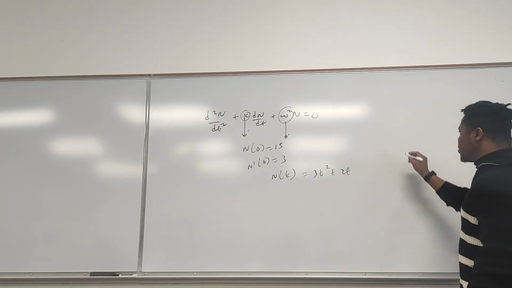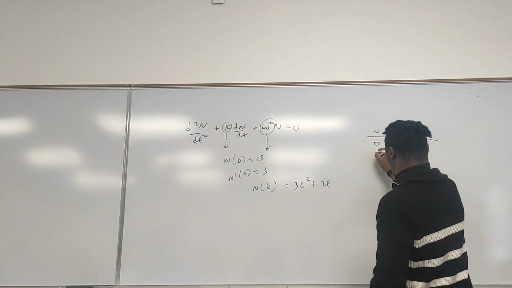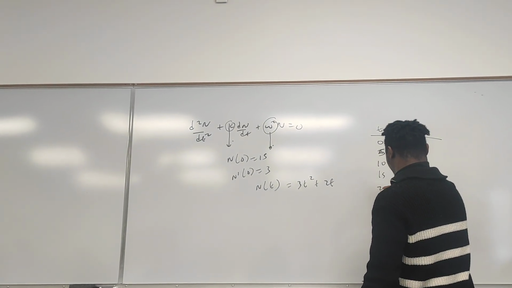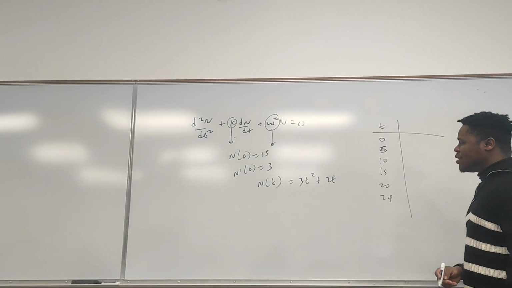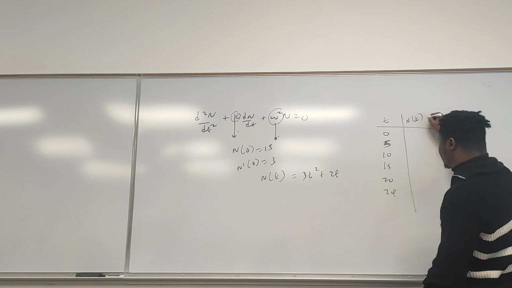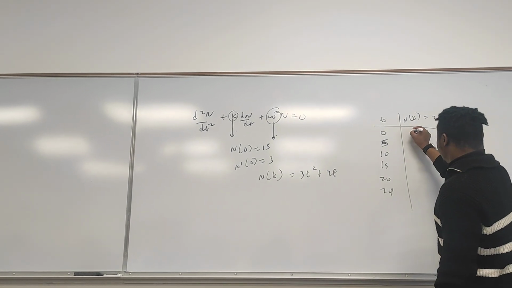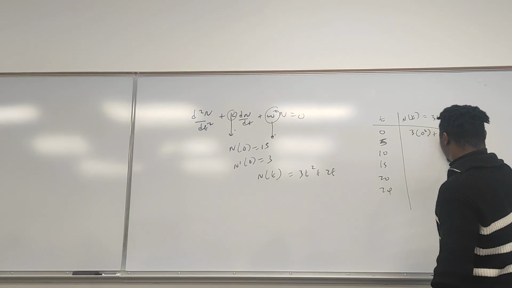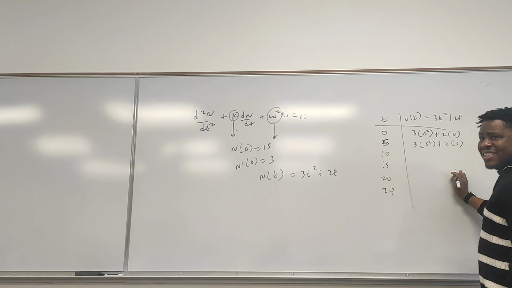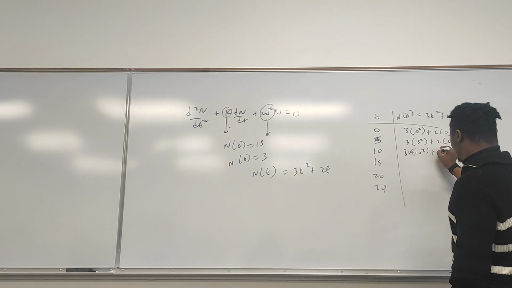So what you will do is you will say t. For question B, you say 0, you could do 2, you could even do 5, 10, 15, 20, 24. You don't have to do much. Then you will say N(t), which is 3t squared plus 2t. Then you will start with 3 times 0 squared plus 2 times 0, then 3 times 5 squared plus 2 times 5. Does that make sense? Then you can do 3 times 10 squared plus 2 times 10.